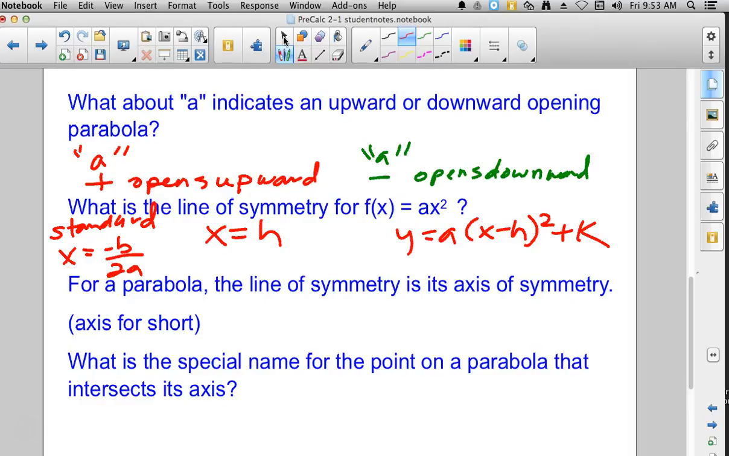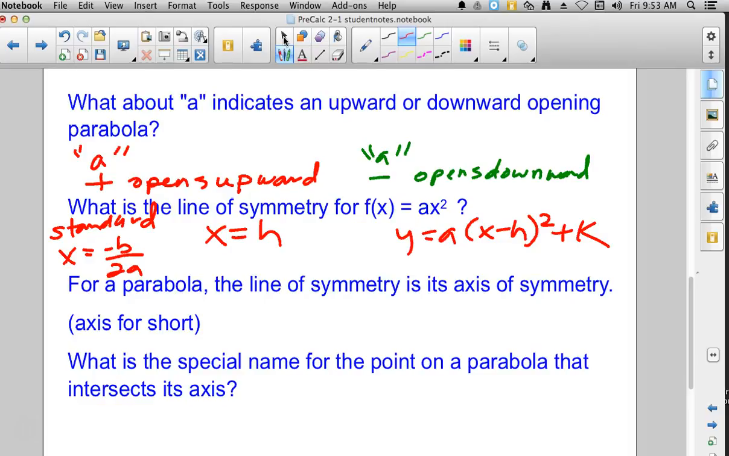But you know what? We're going to be doing completing the square anyway because we really want this vertex form. It's super easy to find what you need for vertex form. And we can make all of our standard form equations look like y equals a times x minus h squared plus k. Put them in that form, and then we'll have what we need.